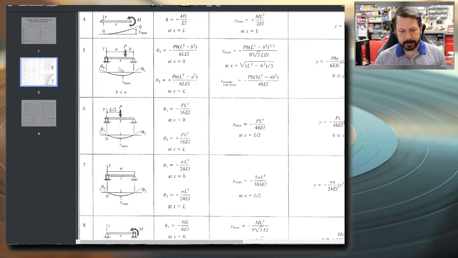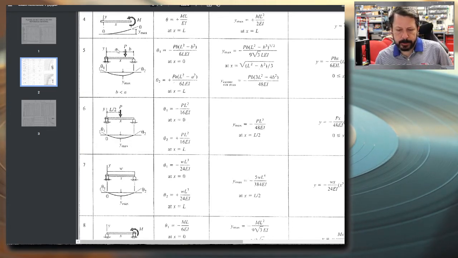These two look similar. These are both not cantilever. These are both simply supported beams, 5 and 6. The difference is 5 has a point load not in the center of the span. 6, the point load is in the center of the span. So there's a couple of things about 5 that we do have to be careful of.